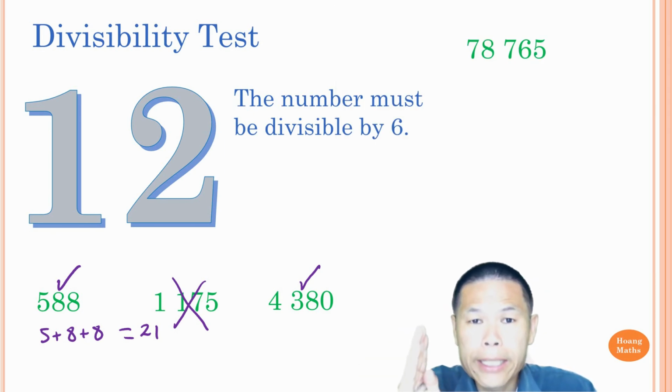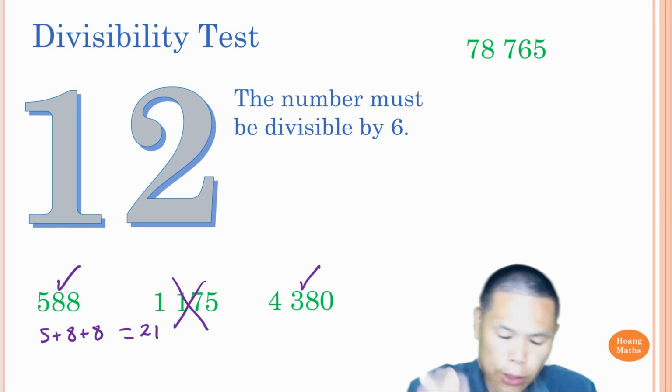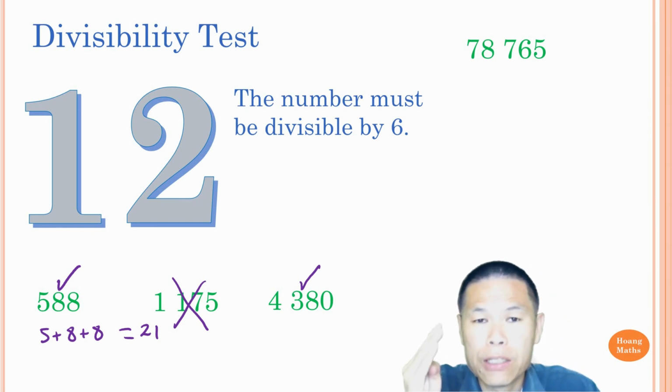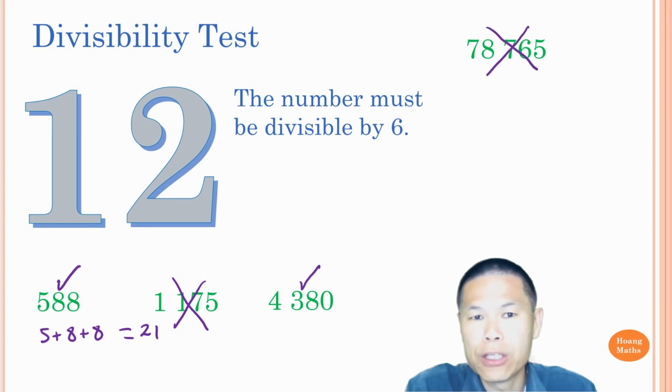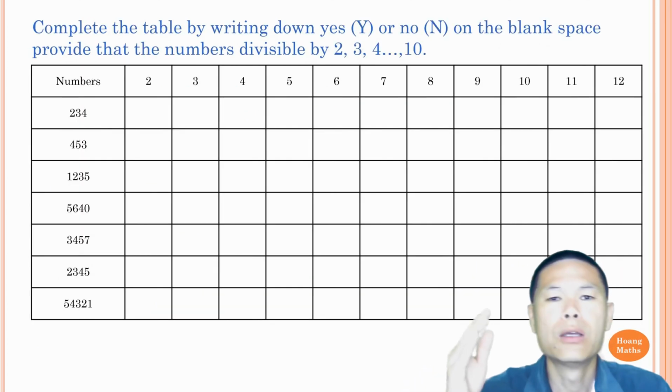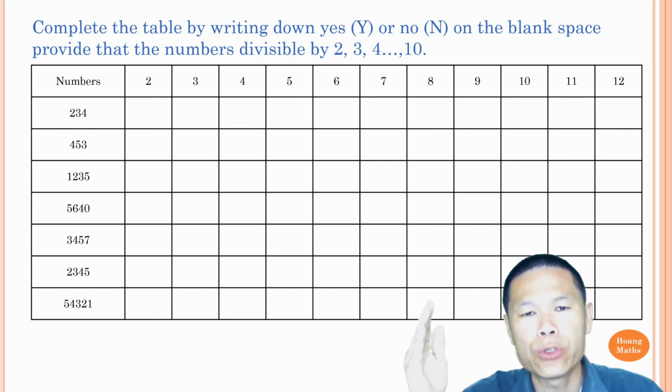That's right. It is not divisible by 12 because it's an odd number. It's not even divisible by 2. So therefore, this number is not divisible by 12. I will leave this question for you to do yourself.